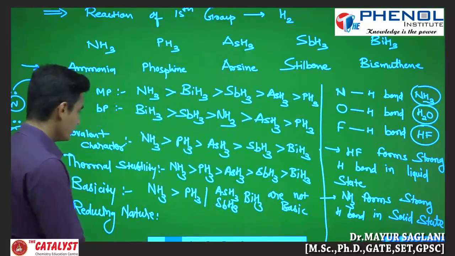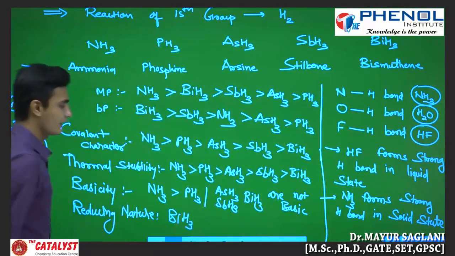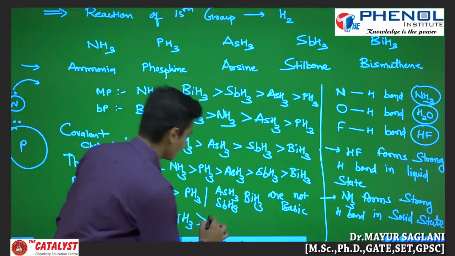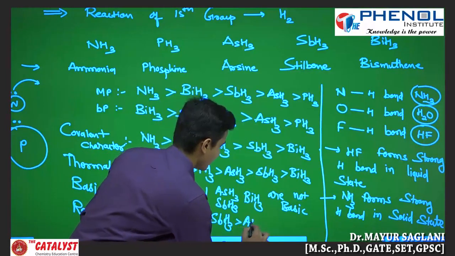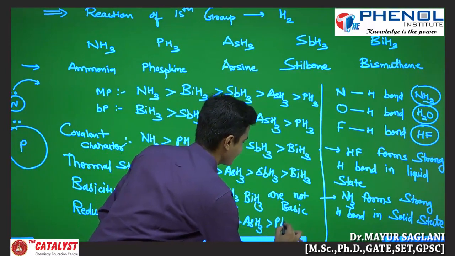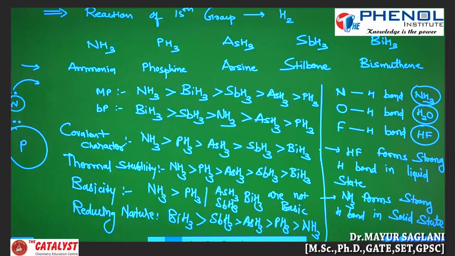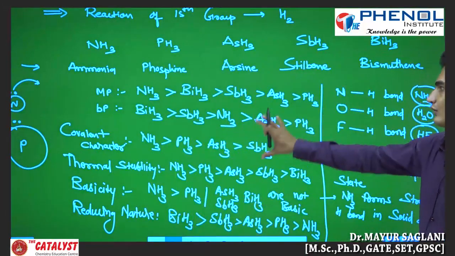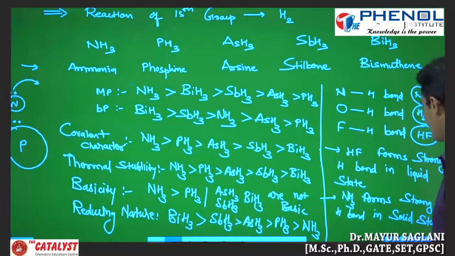Fine. So if you write reducing nature, bismuth hydride is more reducing than antimony hydride, and then you can write AsH3, PH3 and NH3. Are we clear? Okay. So this one is the reaction with hydrogen, and the trend of the 15th group family with hydrogen. Fine. Okay.